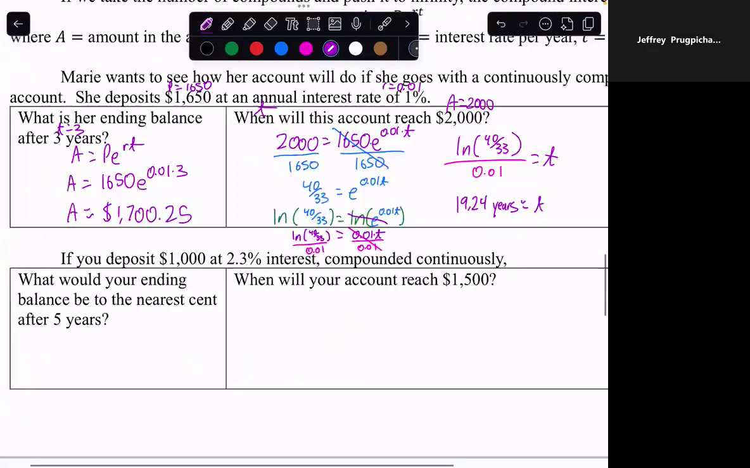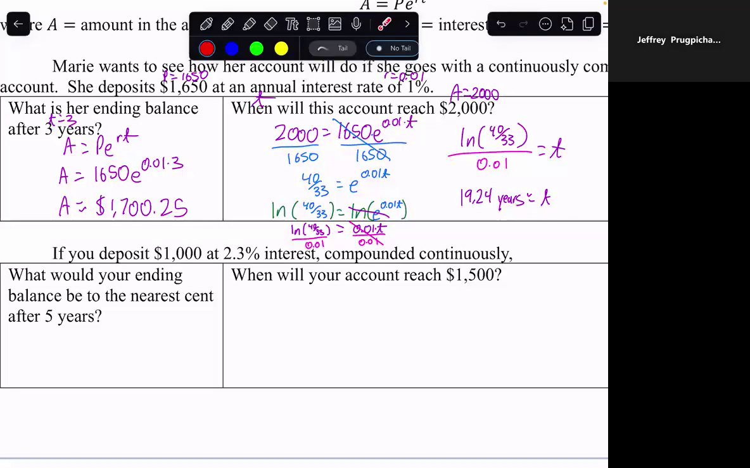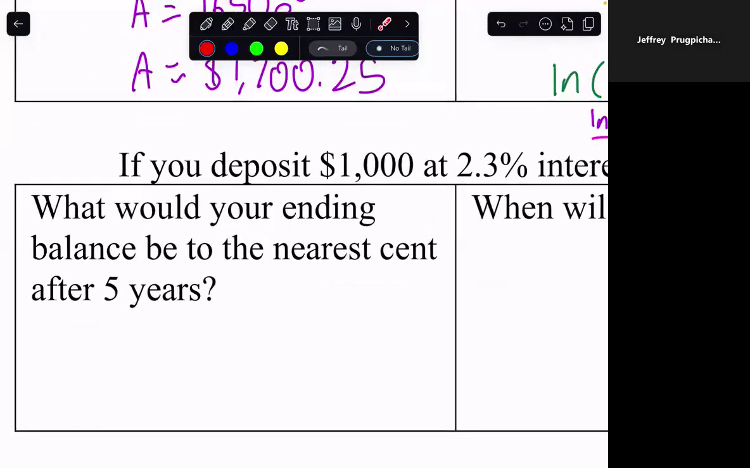Okay, so one more similar set of problems below. Go ahead and take a few minutes and see if you can solve this last section. The first one, what's the balance after 5 years?